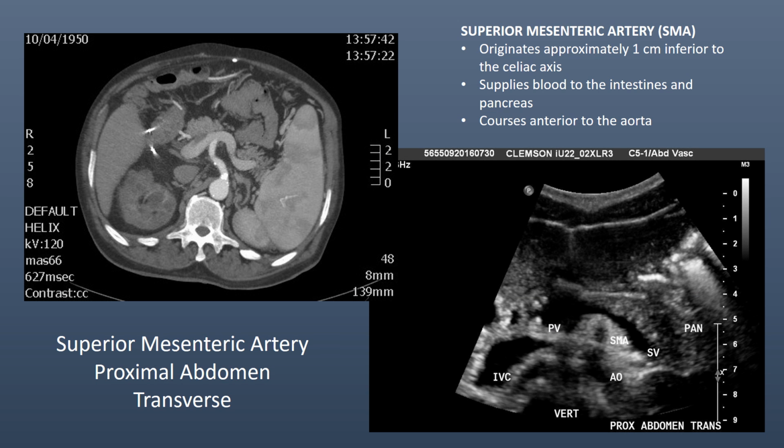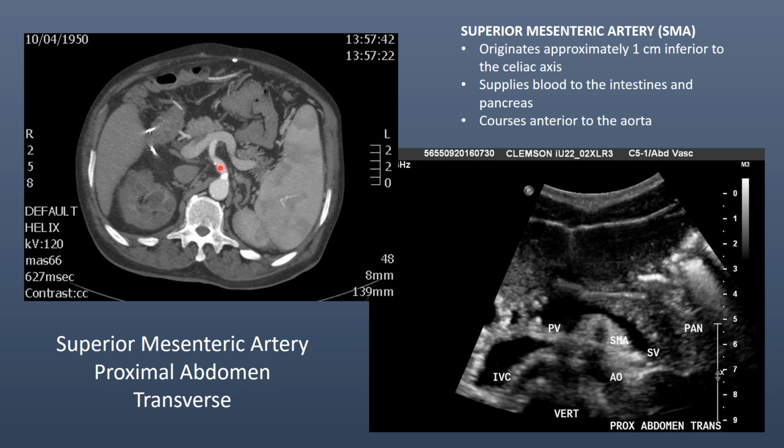These images are still in the proximal abdomen, and it's about 1 centimeter inferior to the point that we were at when we were looking at the celiac axis. So this is CT and ultrasound. Once again, this is the posterior aspect of the CT, anterior aspect, right and left. Vertebral body. This is the aorta, and the really bright areas that you see within the origin here is the superior mesenteric artery, the SMA. The really bright areas are calcific plaque that's built up within this artery.